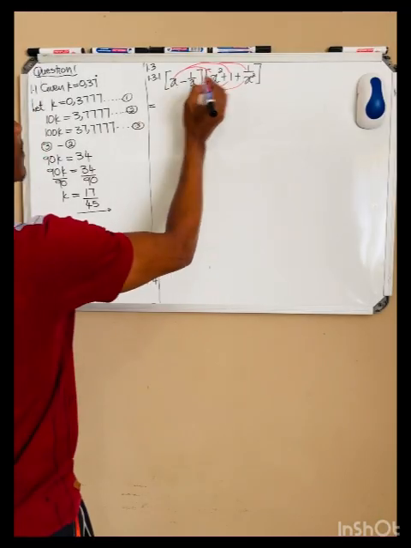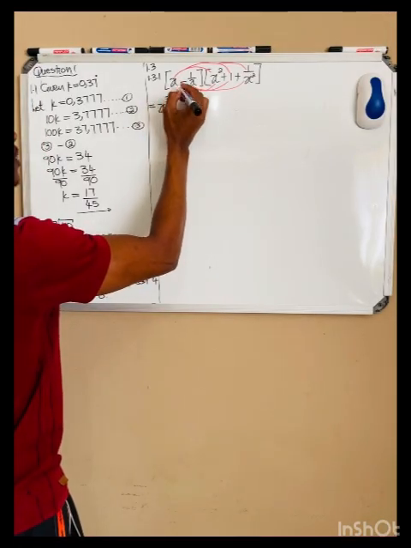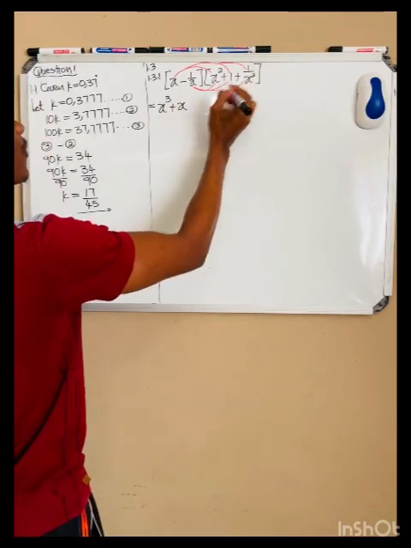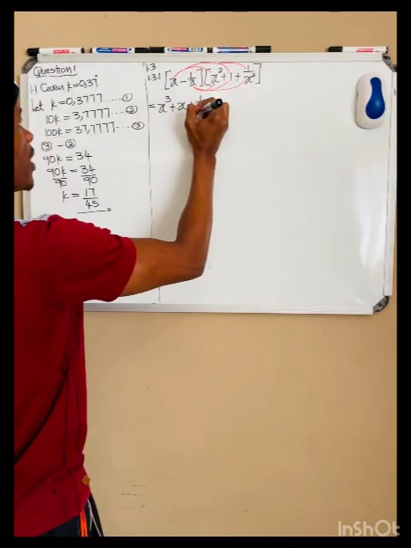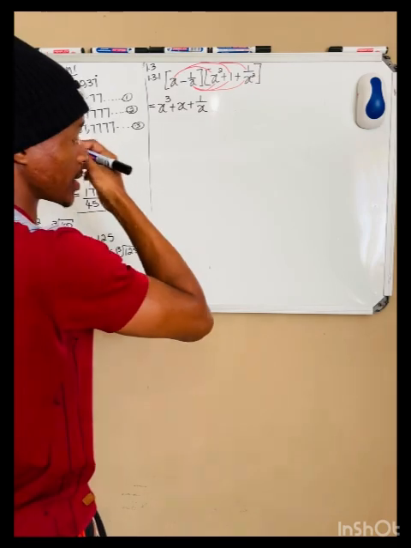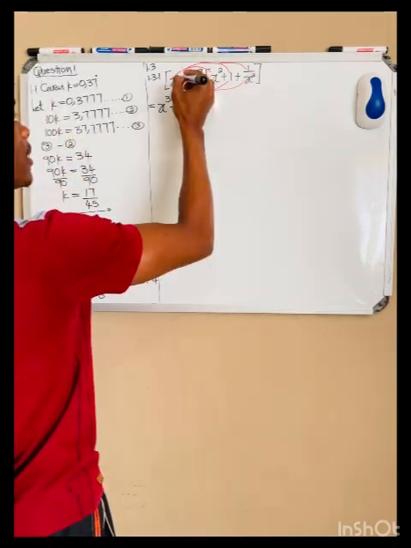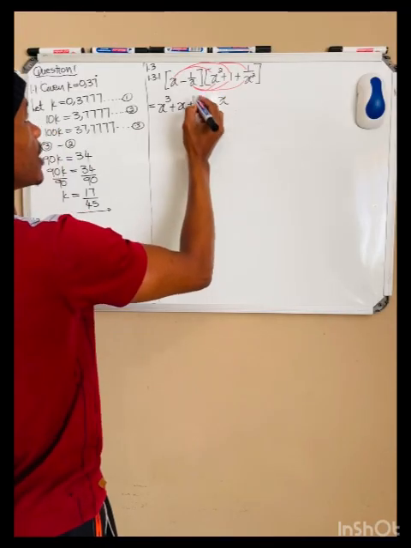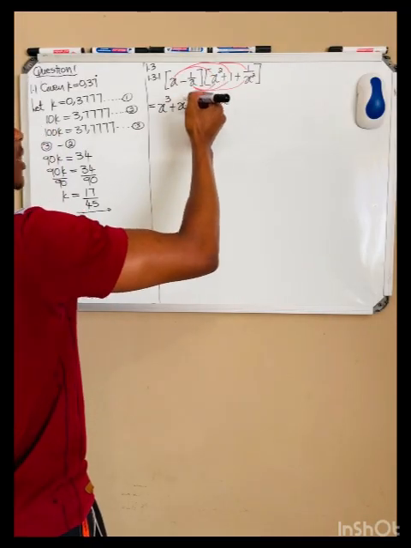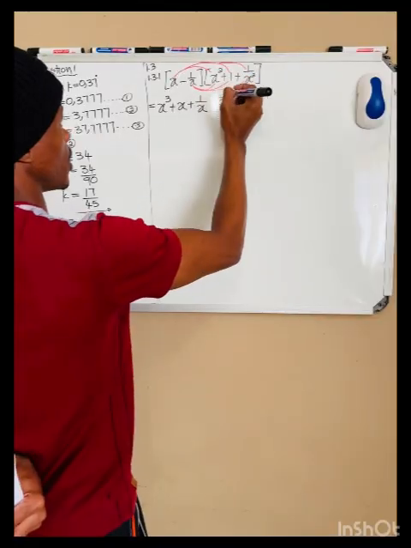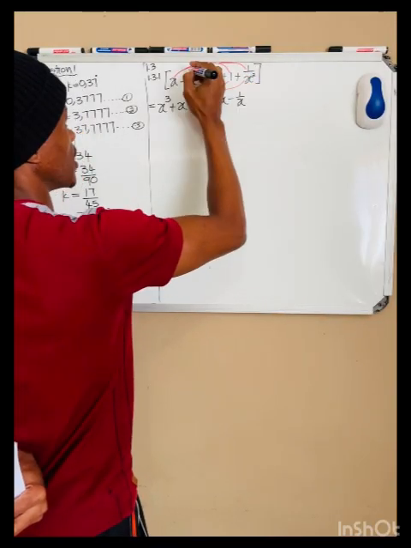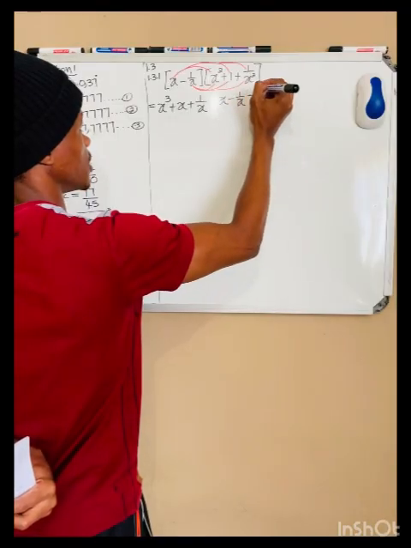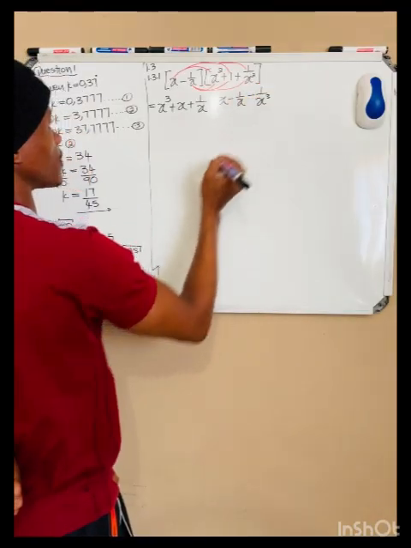Now let's see, x times x² gives x³. x multiplied by positive 1 is positive x. x times positive 1/x is positive 1, because x will cancel with 1/x. Then negative 1/x multiplied by x² is negative x, because x² divided by x is x. Negative 1/x times 1 is negative 1/x. Negative 1/x multiplied by positive 1/x² is negative 1/x³.